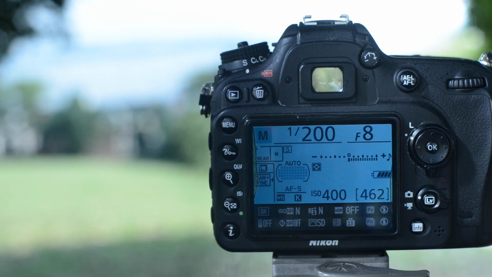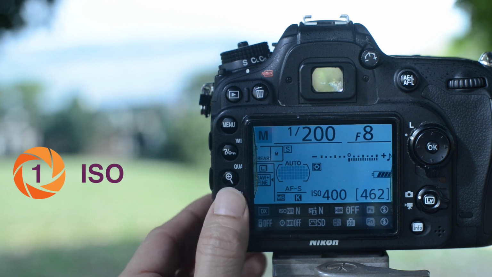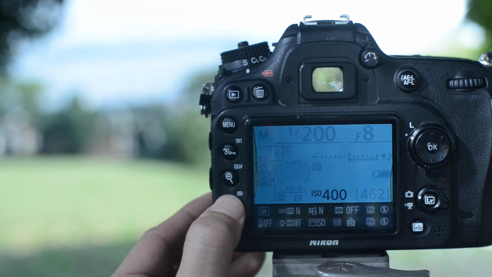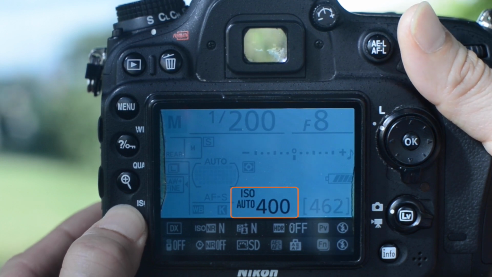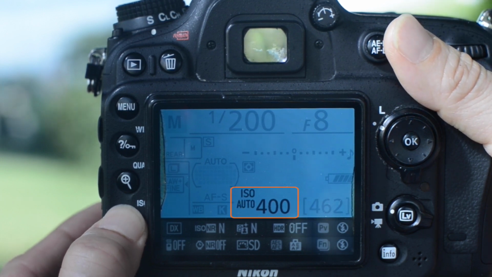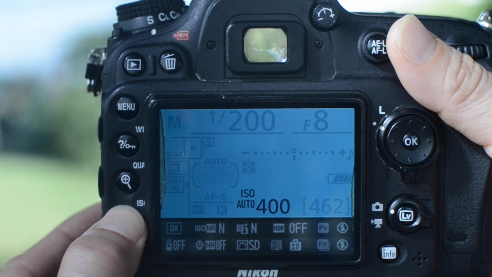Manual mode gives you immense control over your camera's exposure because you now have control on three values. The first one would be your ISO. But instead of changing your ISO, we would suggest that you stick it to auto ISO like so, where your camera will help you to determine what ISO to use. That makes life easier for you.